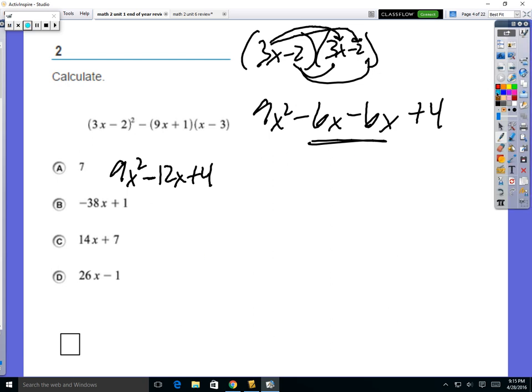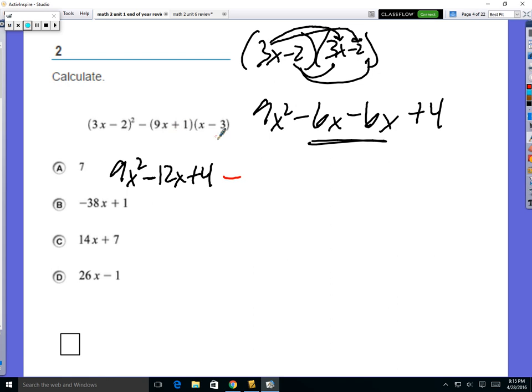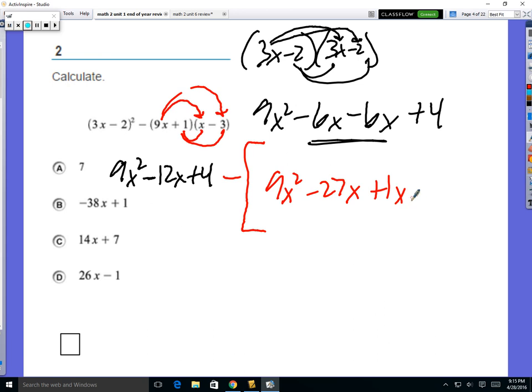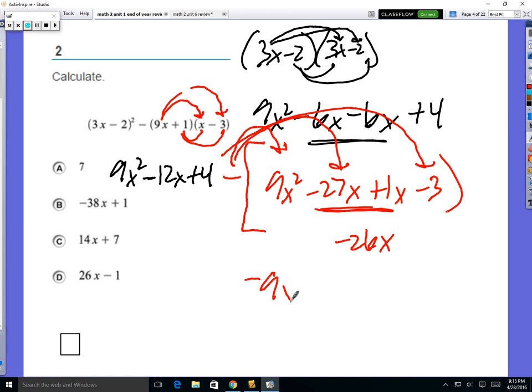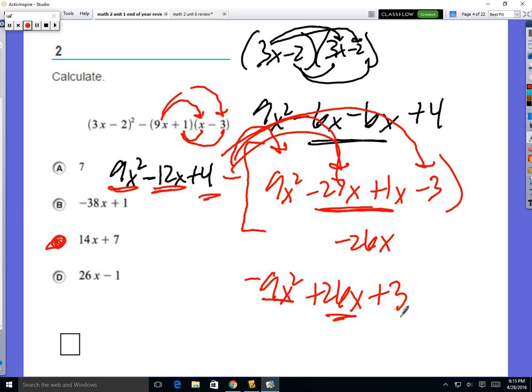And then the next part is subtract whatever this times this is. This guy times this is 9x squared. This guy times this is a minus 27x. This times this is a plus 1x. And this times this is a minus 3. These are like terms. So that's a minus 26x. So you need to take this minus to this, and to this. So if you take the minus to the 9x squared, it's going to be minus 9x squared. Take it to the minus 26x, it's going to be plus 26x. Take it to the minus 3, it's going to be plus 3. And then this and this is nothing. This and this is 14x's, and 4 and 3 is 7 1's.